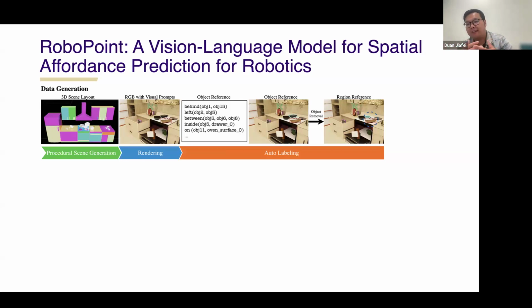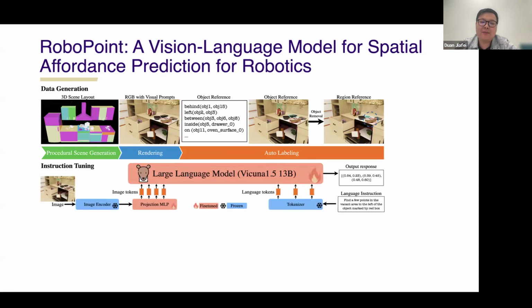And then we will have the annotated points of where the spatial relation of the object is relative to something else. And all this is done in an automated way. So it's a procedural generation method. And then with that data, we are able to do instruction tuning on Vicuna 1.5 13B, in the same kind of protocol that we use for AHA.